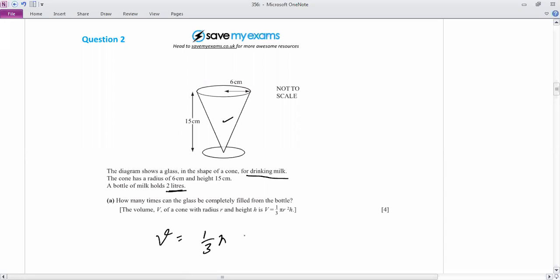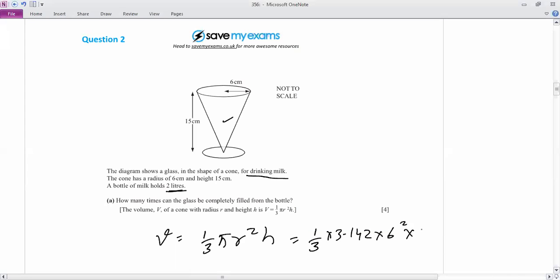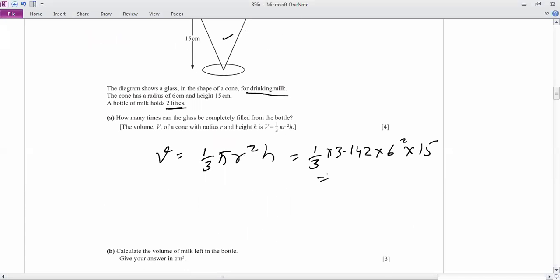The volume of the cone is 1 over 3 pi r squared into h. 1 over 3, pi is 3.142, into r squared, that is 6 squared, into height 15. Can you do the calculation, please? How much will this be? 565.56.